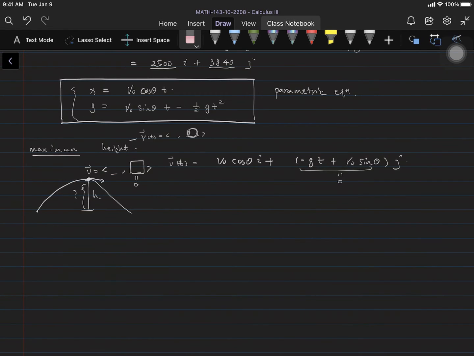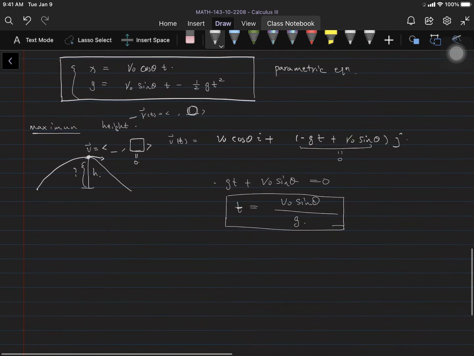So that means we can set negative gt plus v0 sin theta equals 0, and we can solve for t from here. t equals v0 sin theta over g. So what's this t? This t means when the projectile hits the highest position, after how long a time it reaches that position.